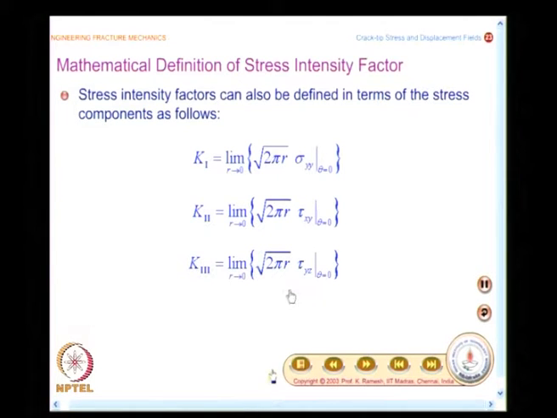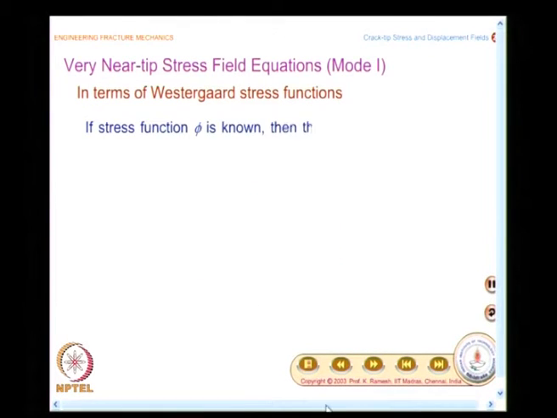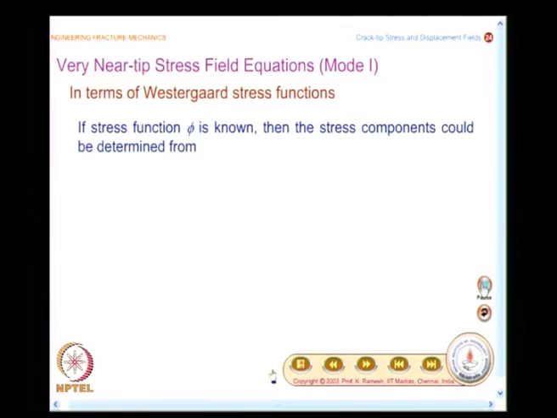And these definitions would become useful when you are actually developing numerical methods and you want to find out what is the value of K. They could be used to find out from a numerical solution how to get K. And from now onwards, you will have the title very focusedly given as very near tip stress field equations, because we have shifted the origin. In the process of shifting the origin, we had brought in a simplification that z naught is much smaller compared to the crack length.